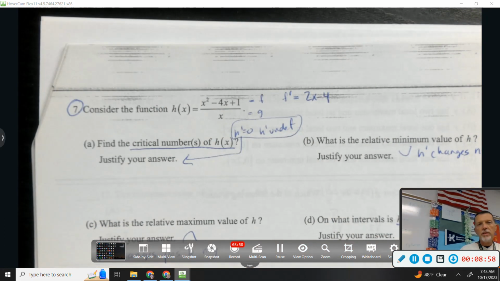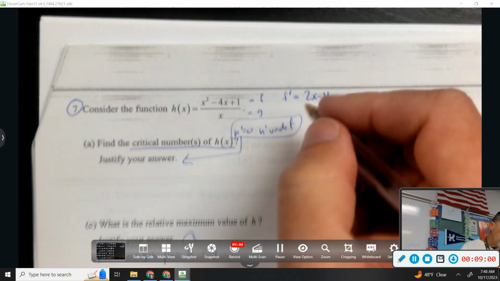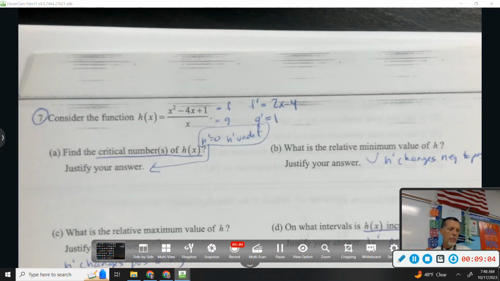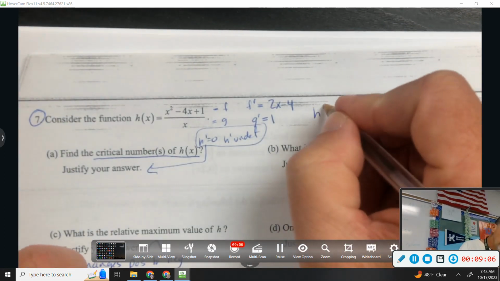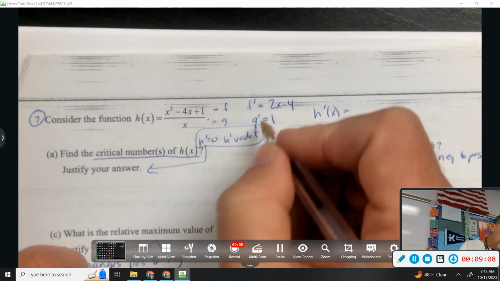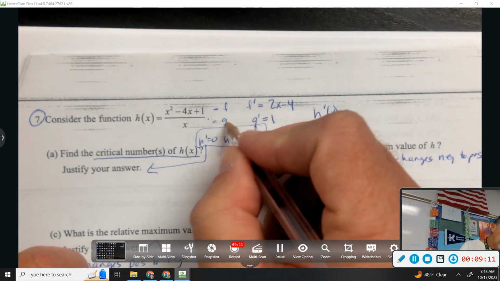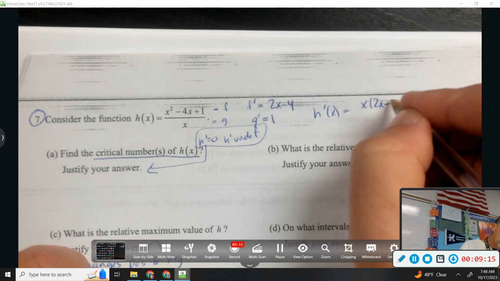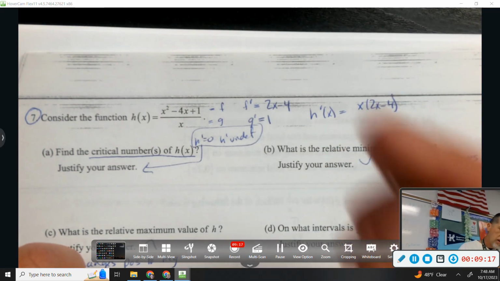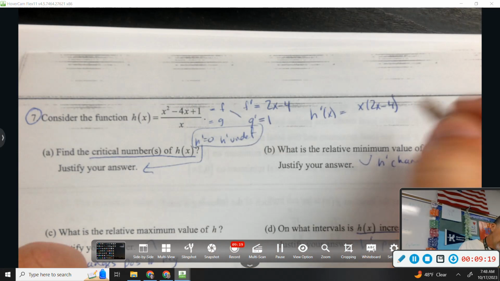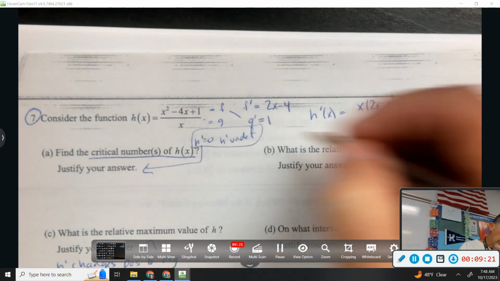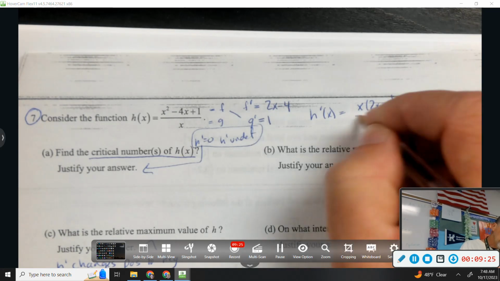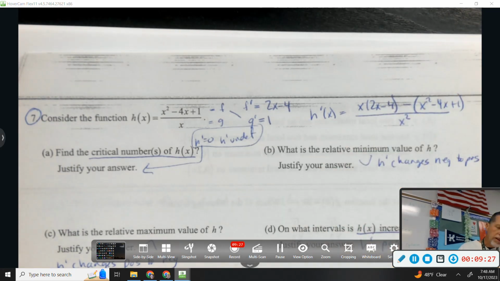So the top derivative is 2x minus 4. Bottom derivative is just 1, so that's kind of nice. So h prime would be x times 2x minus 4 minus the other way, x squared minus 4x plus 1, all over x squared.